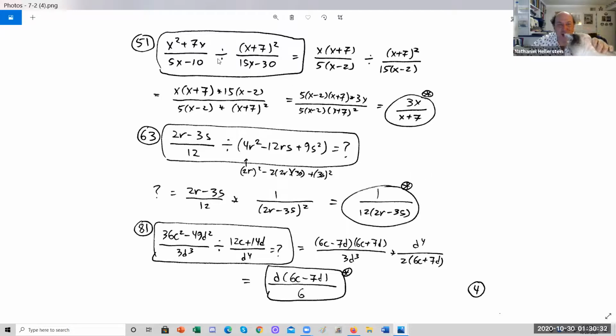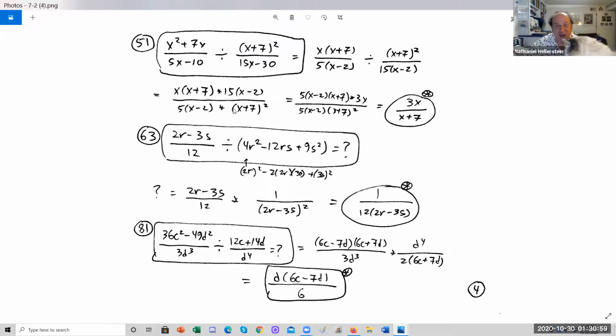Never mind. Here we have a ratio. Okay, this one up here, x squared minus 7x factors into x times (x plus 7). This factors into 5 times (x minus 2). Here's an (x plus 7) squared. Here's a 15 times (x minus 2). But since it's divide, we flip this up or down. So you get (x plus 7) over 5(x minus 2) times 15(x minus 2) over (x plus 7) squared.